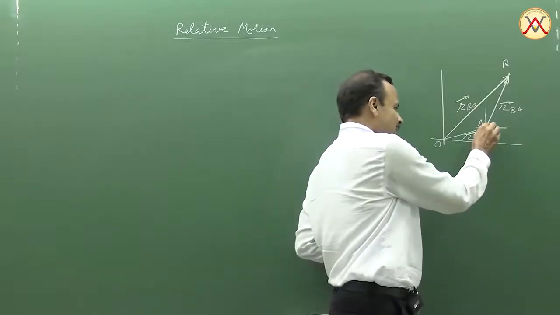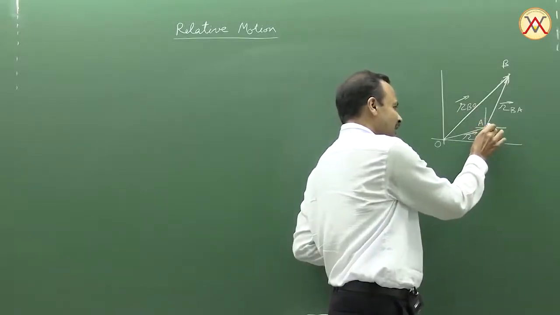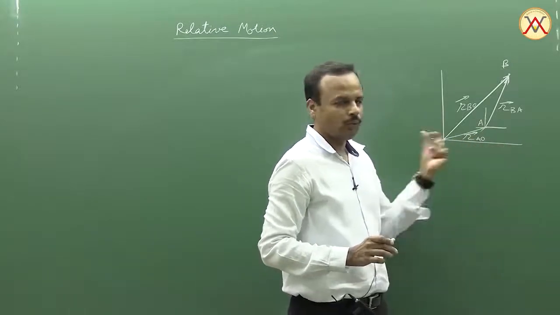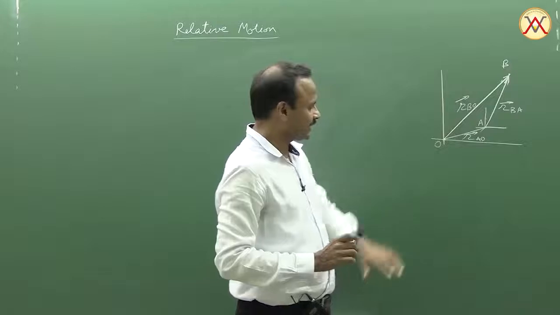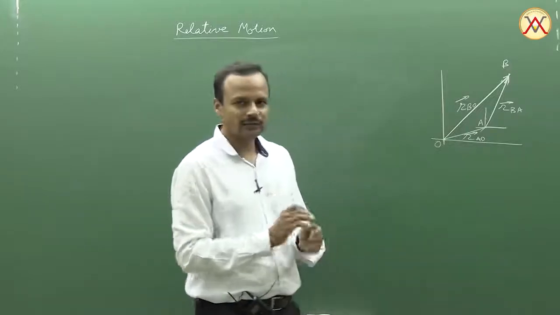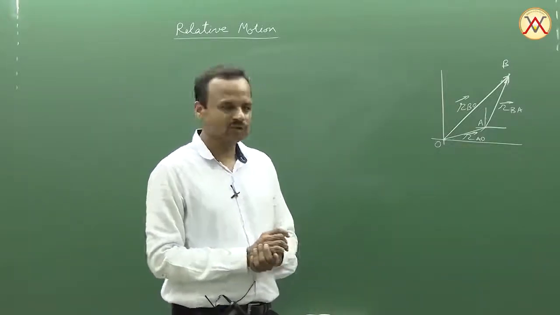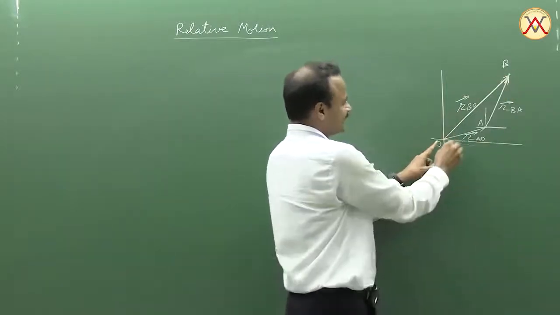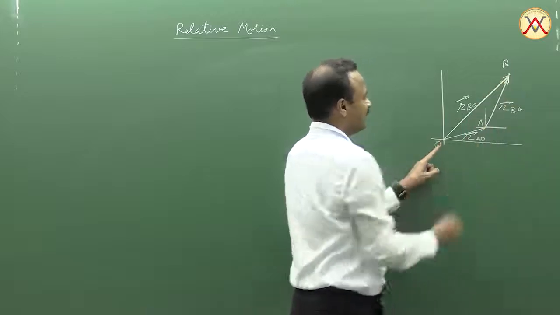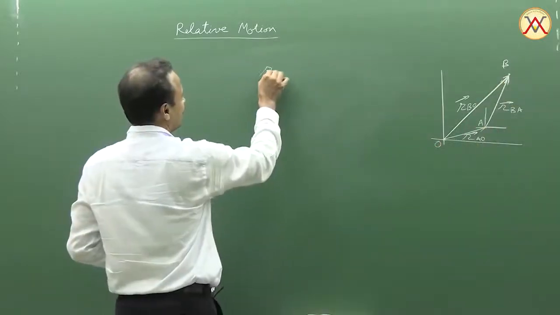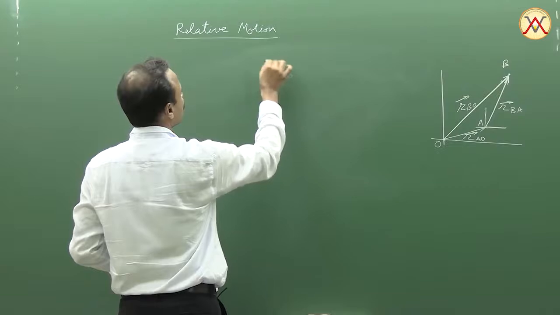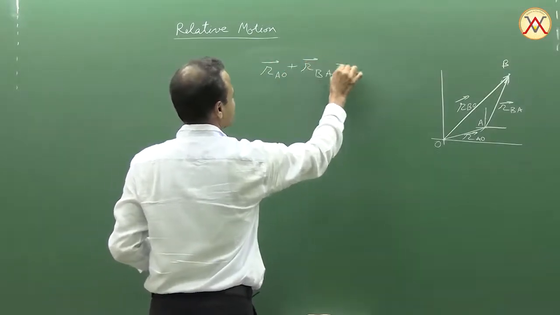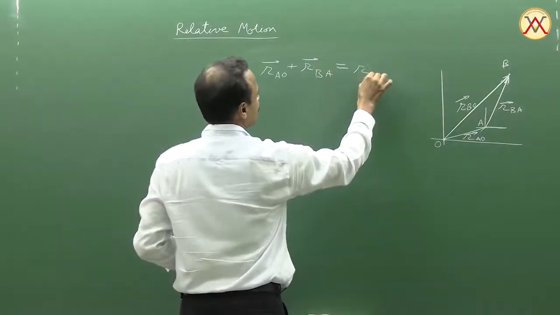Now the position vector of A as seen by O is also marked. It is given by RAO. Now these three position vectors, how are they related? You can see it very easily by applying the triangle law of vector addition. This vector RBO, you can see, is the sum of RAO plus RBA. So I can write RAO plus RBA is equal to RBO.